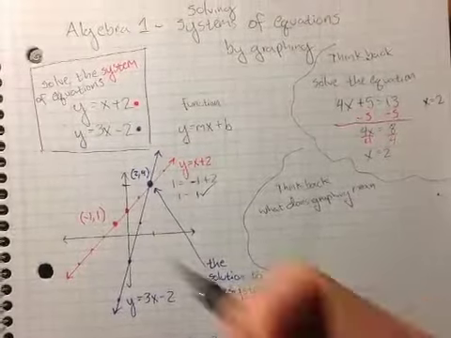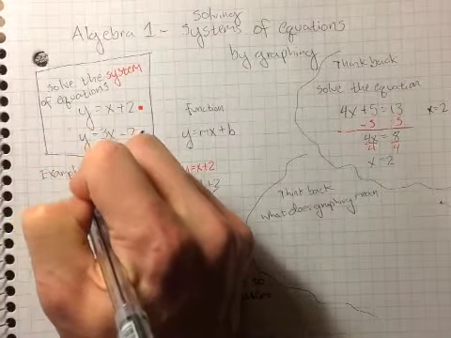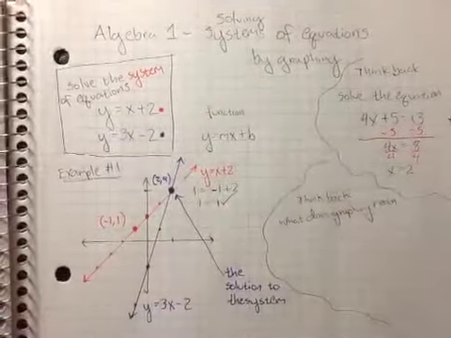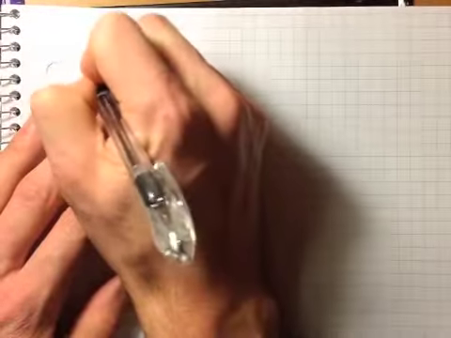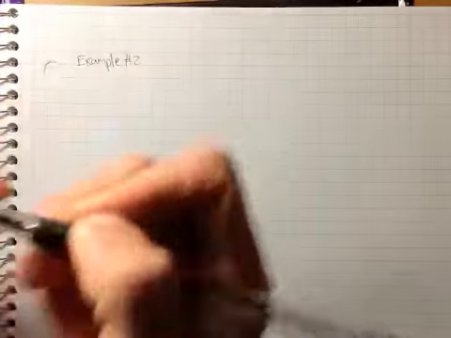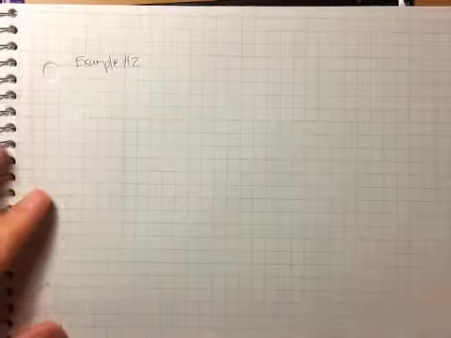Alright, now I forgot about something. I want you to label this as example number 1. So go back, label this example number 1. And then now we're going to be looking at a second example. Example number 2. And there's some sort of fur on my pen. That is annoying. I think it's gone now.